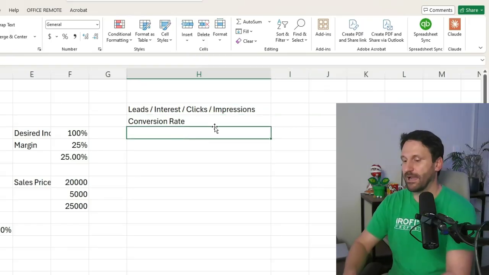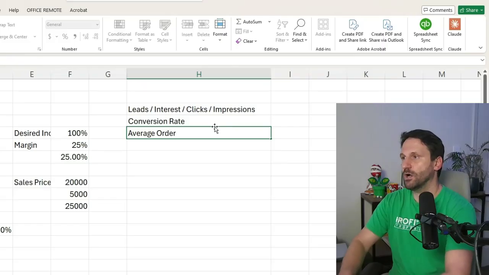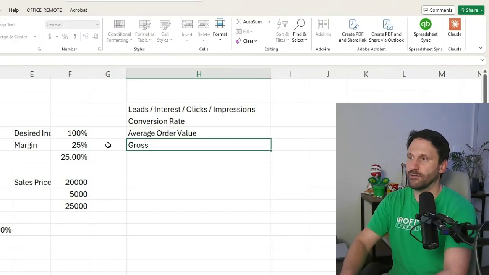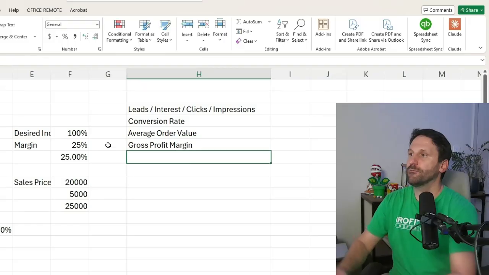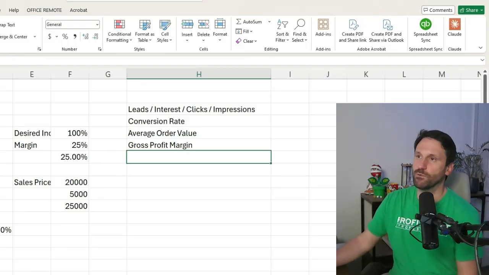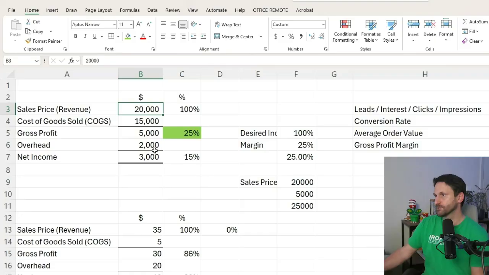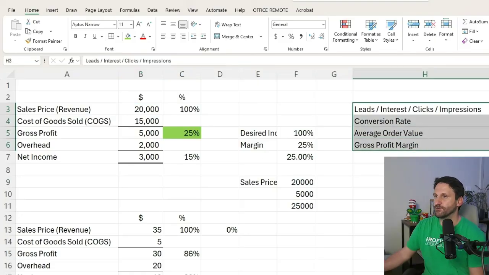And then you take their average order value. So of the people who buy from you, how much do they normally spend on average? And then from there, you can say, well, what's your gross profit? How much do you actually get to keep of every dollar that they give you? And from that, you can kind of reverse engineer what you're looking for. If you need this $20,000 to be $25,000, then we start looking through all these different things.